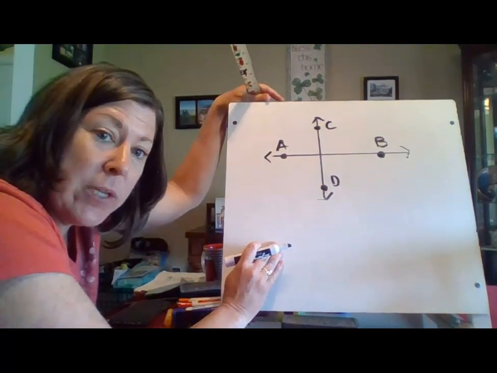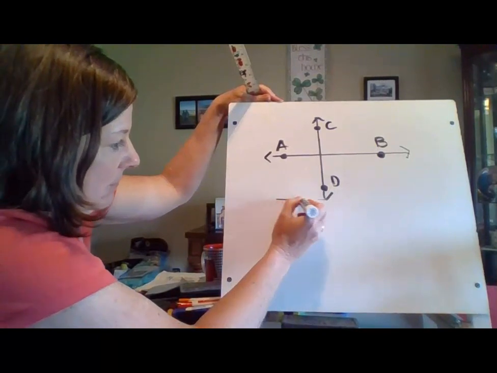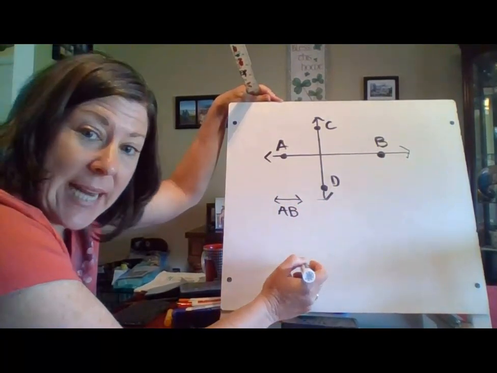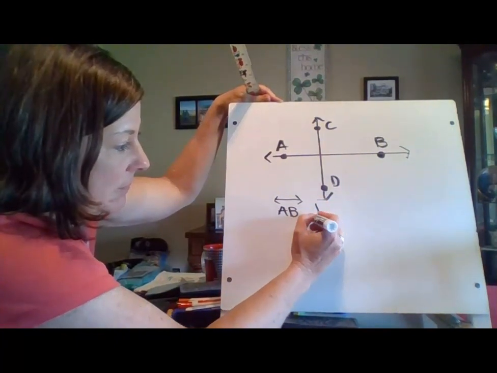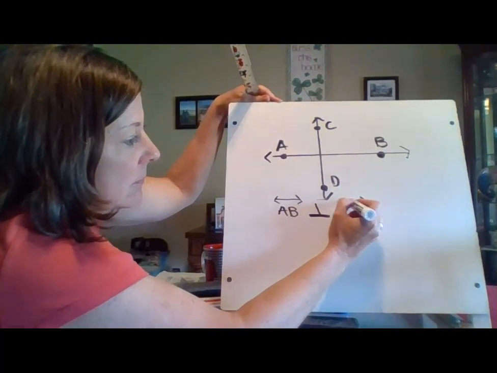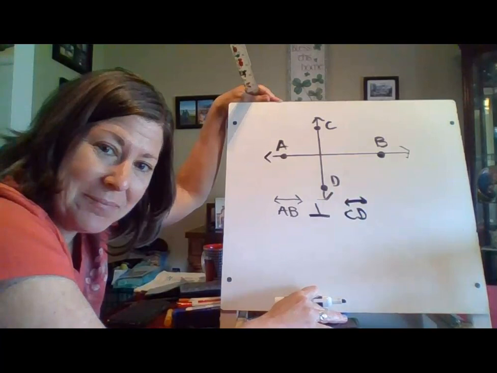And then I'm going to write a statement using the symbols. Line AB is perpendicular to line CD.